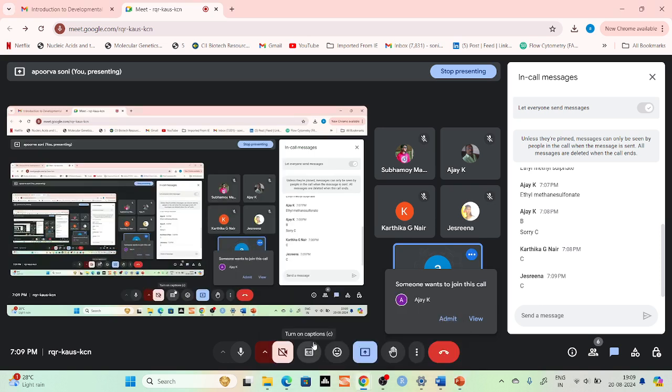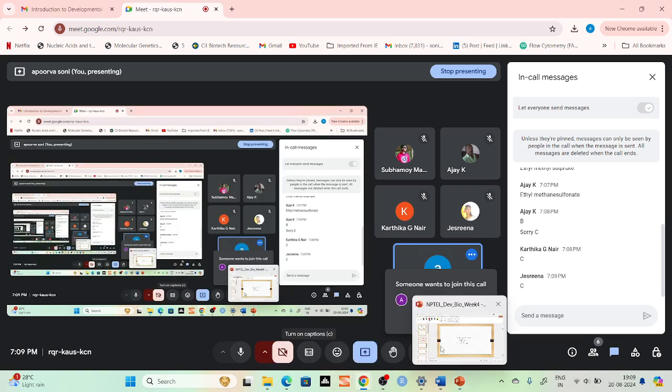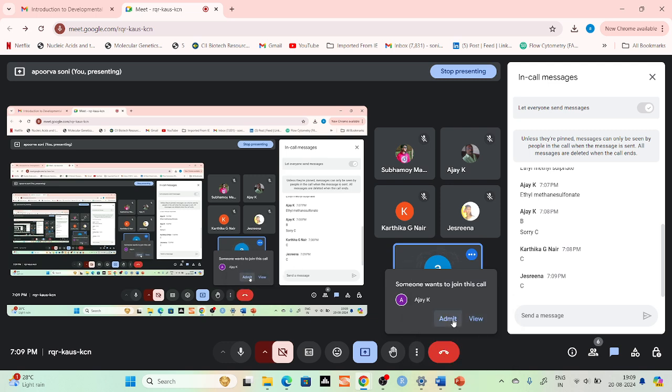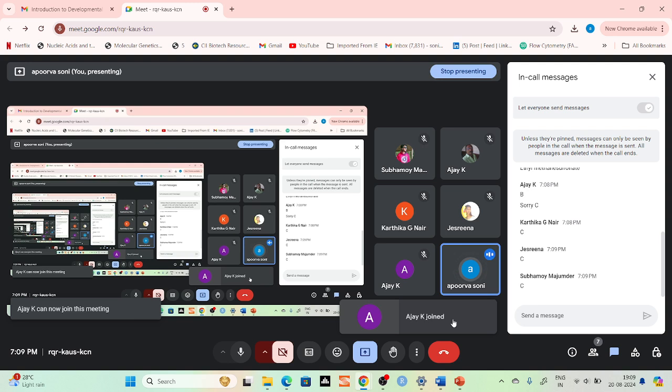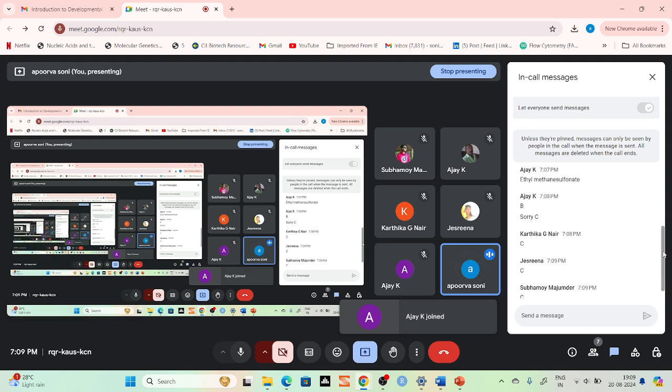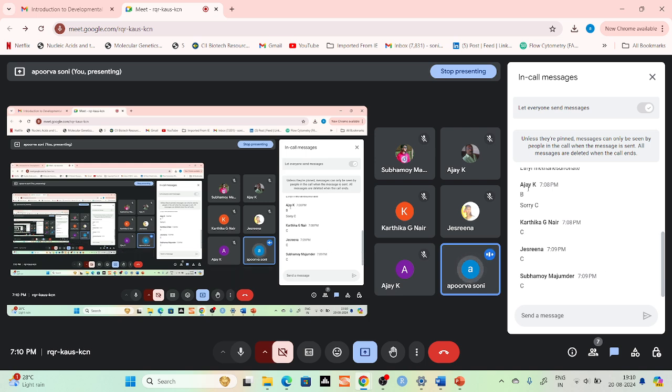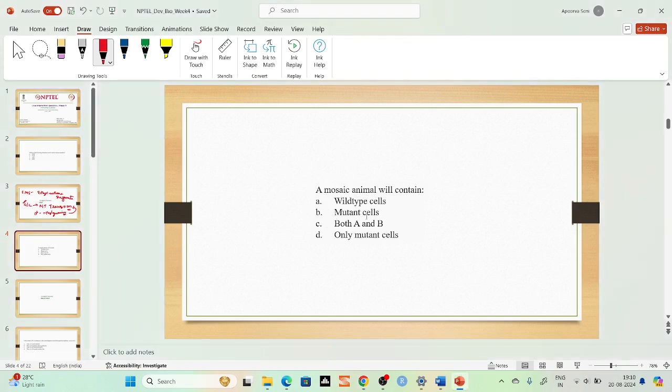Okay, Ajay. Okay, just, why it's showing it again. Anyways, okay. B, sorry, C. So Ajay has answered C, Kartika has answered C, Jasrina has answered C, and Shubhamoy has also answered C. So what is the C? Both A and B. So all of you have answered it correctly.